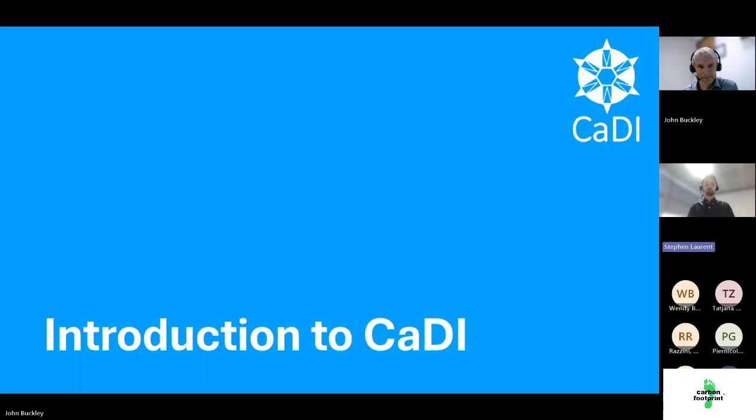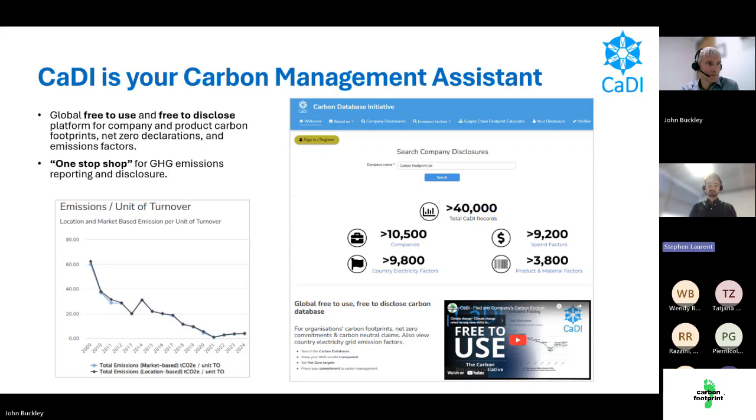Okay. So the Carbon Database Initiative is a global, free-to-use and free-to-disclose platform for company and product carbon footprints, net zero declarations, and emissions factors. It was established as our one-stop shop for greenhouse gas emissions reporting and disclosure based around Carbon Footprint's belief that company emissions data should be publicly accessible and free to view and never obscured behind a paywall. Currently, we have over 1,800 company disclosures. These are comprised of verified data from our own clients and submissions from companies who have completed their own assessments and wish to publish their results. Any verified disclosures get access to our verified CaDI stamp.